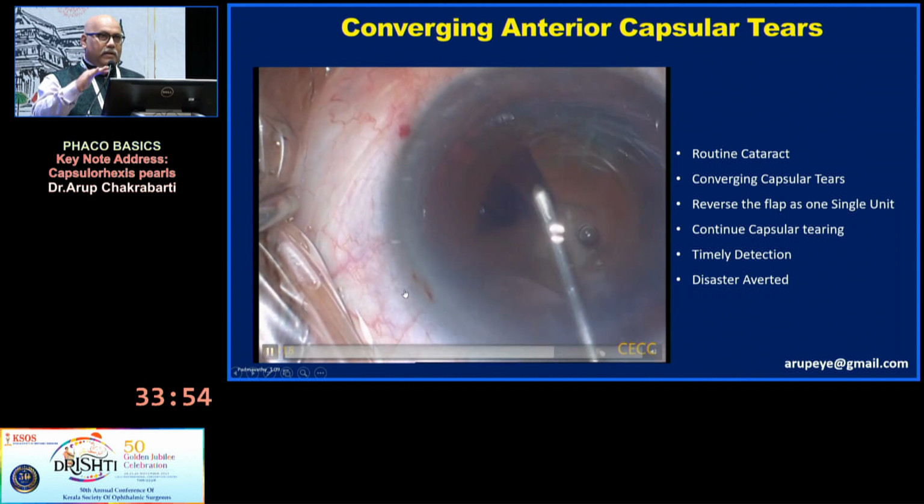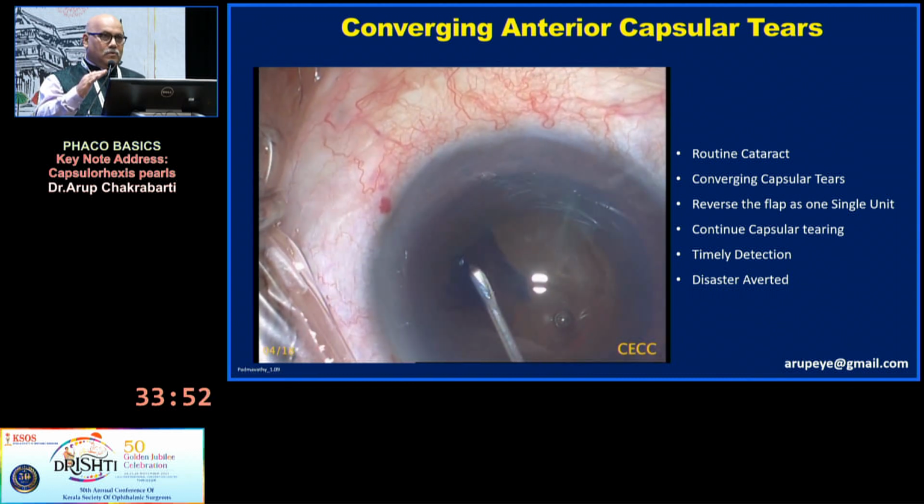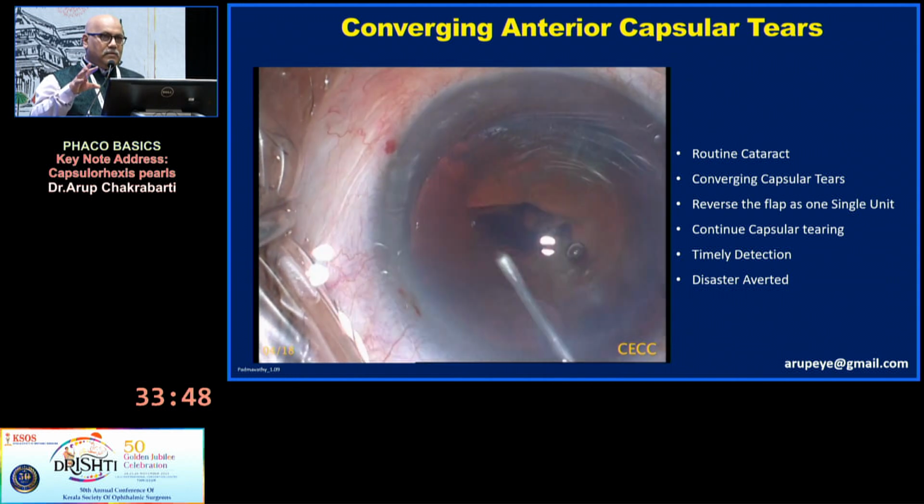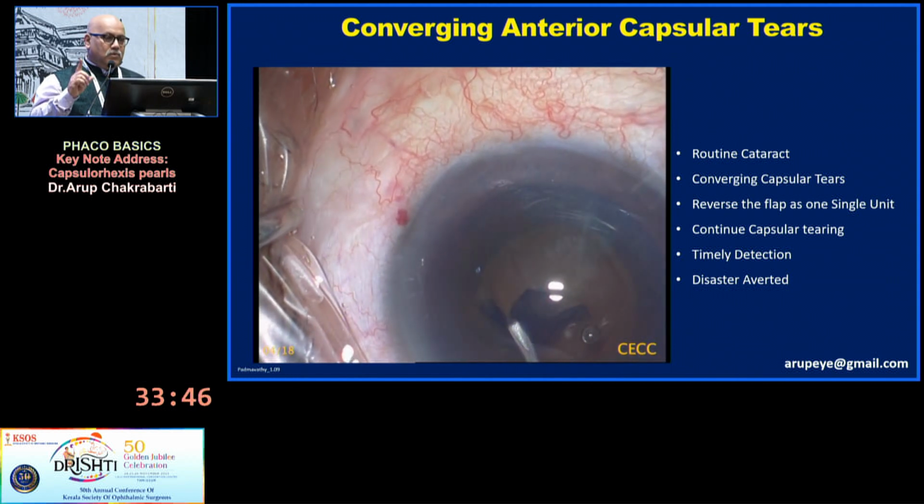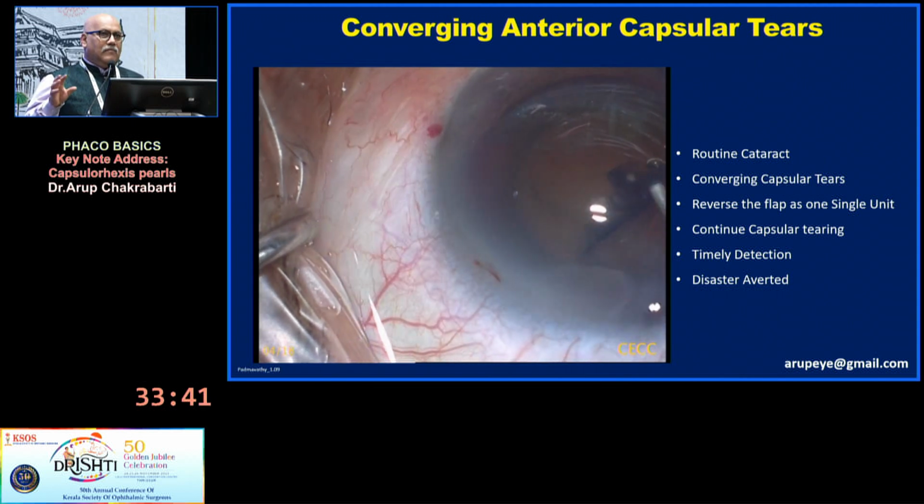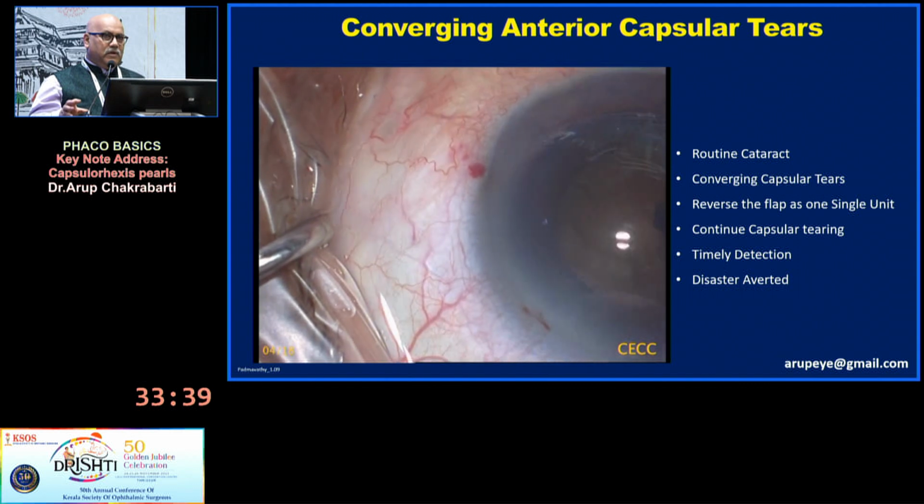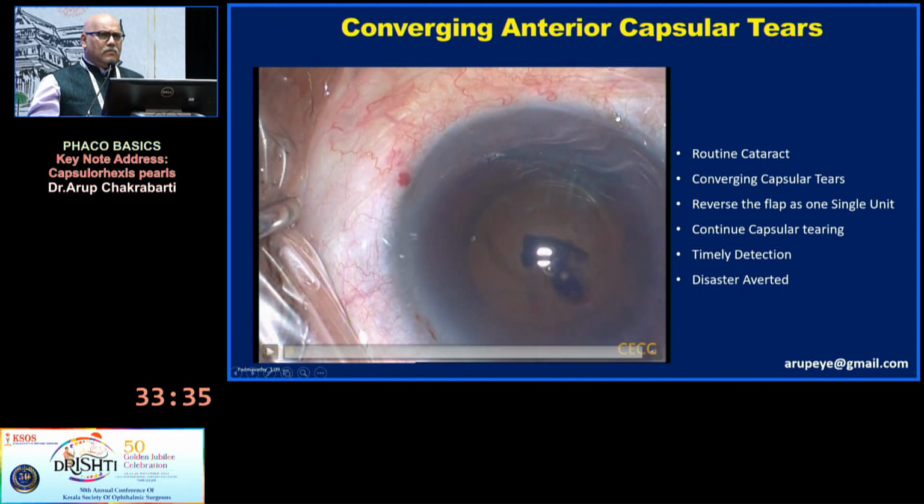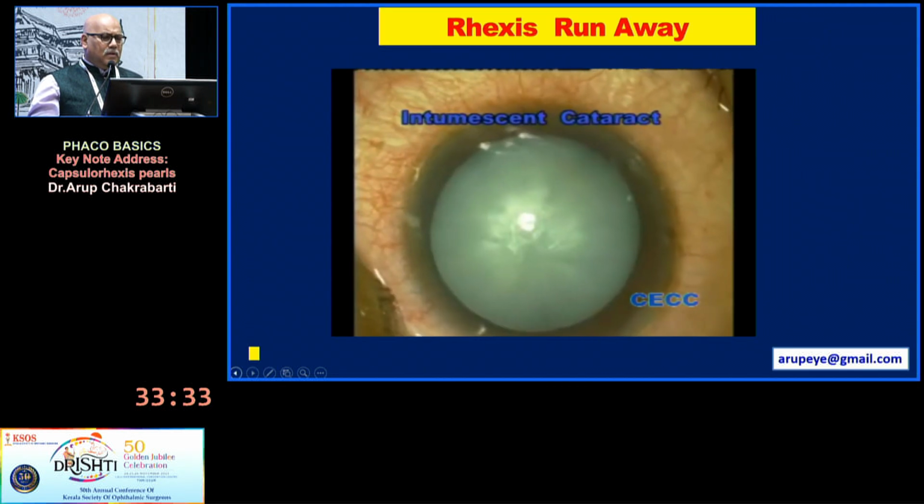I put the whole capsular flap, the 2 lobules, upside down, and treated these 2 different units as one single unit, and turned it around. If I had not done that, I would have got a very small odd-shaped rhexis, and again I would have to go in with micro-rhexis scissors and forceps, and things would have become a little more complicated.